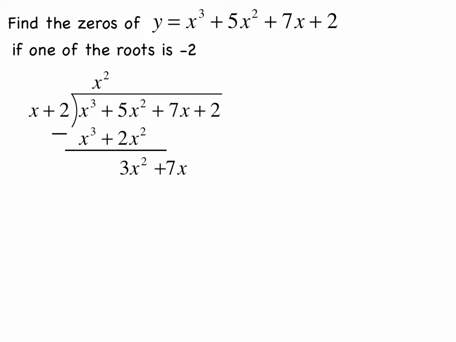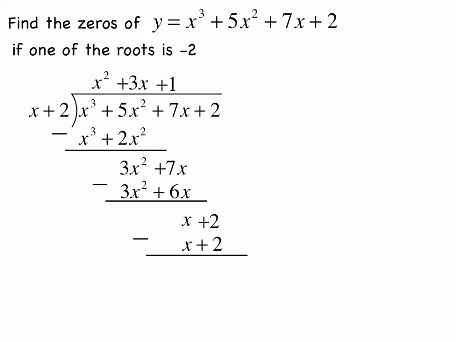3x squared divided by x is 3x. Notice where we put our answers up above. I'm going to multiply this back again. 3x times x plus 2 is a 3x squared plus 6x. I'm going to subtract. Again, notice how everything's lined up. 3x squared minus 3x squared cancels out. 7x minus 6x is a positive x. Bring down the next term. I'm going to do this one more time. X divided by x is just a positive 1, so I multiply this back again and subtract, and nothing's left.